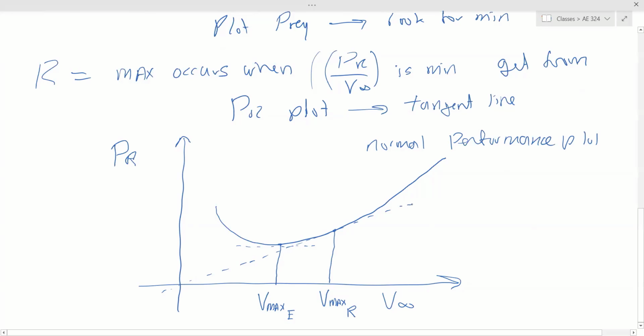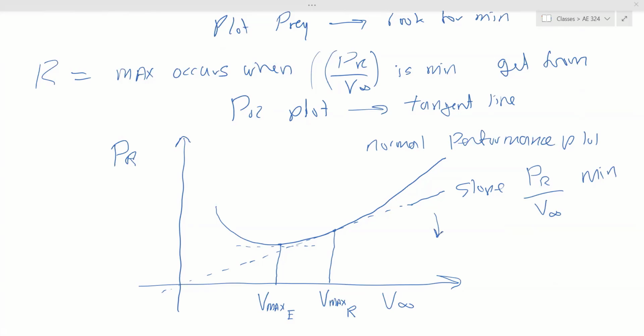And the reason for that is that the slope of this line, because it goes to the origin, is rise over run. So the rise is the power required at that point. The run is the x-axis, so it's V infinity. And that's the thing that we want to minimize from the previous page. And so this tangent line, if we move the slope to get the minimum slope and still intersect the curve, that's where we get that point.